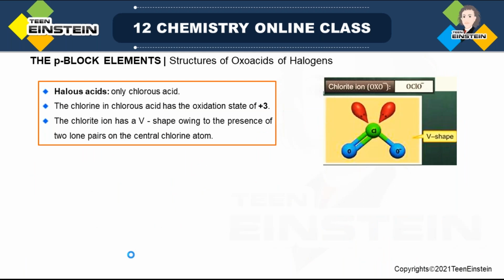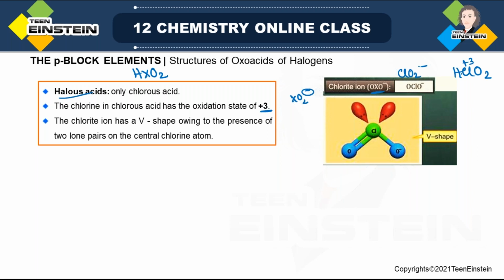Next one is halous acid. That means HXO2. Here the oxidation state of the halogen is +3, and the corresponding anion will be XO2 minus. An actual example is ClO2 minus, and the actual acid is HClO2.